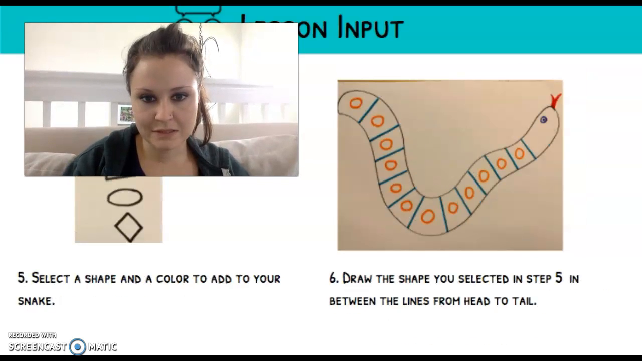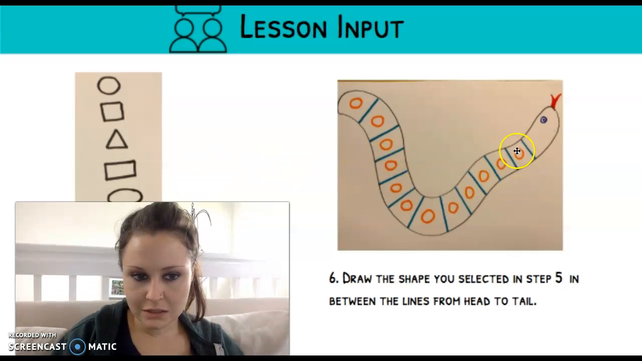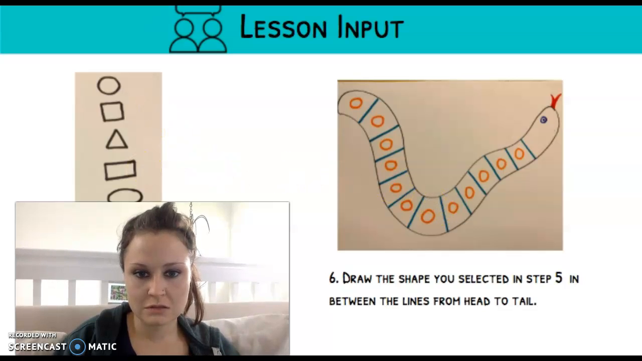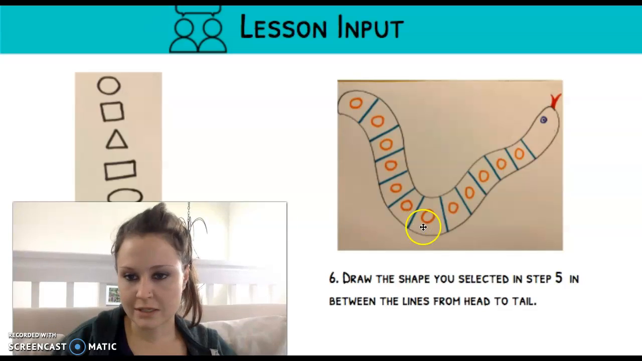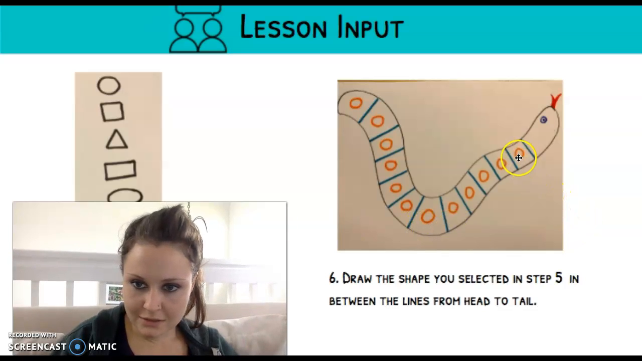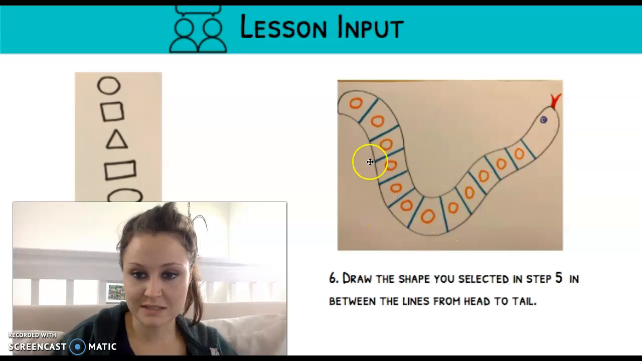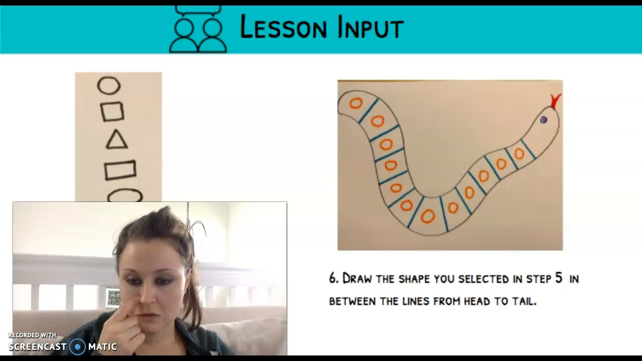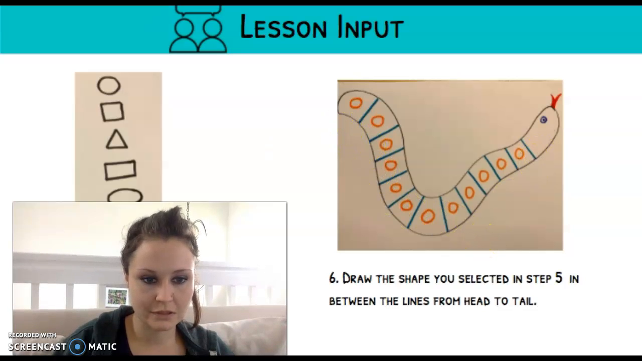So the next step is to pick a shape to draw, and in between each line that you just made, you can draw a circle, square, triangle, oval, rectangle, or a diamond. So if you wanted to make it like a diamondback rattlesnake, you could put diamonds in there. And you keep going until the head through the tail is all filled up.